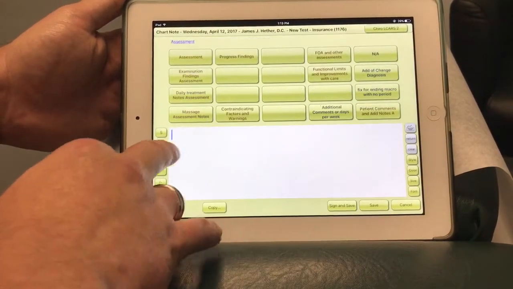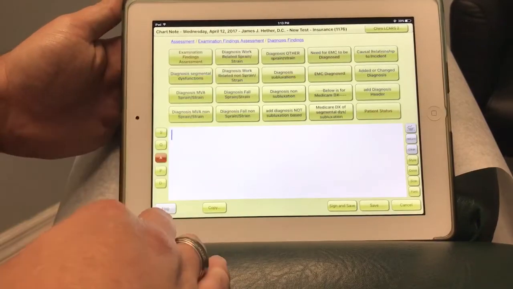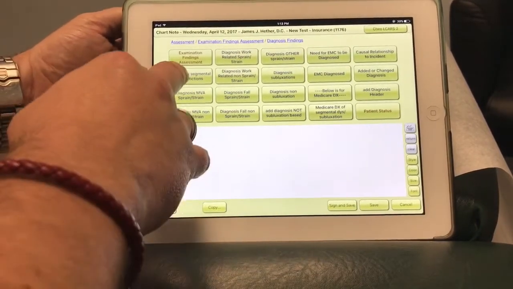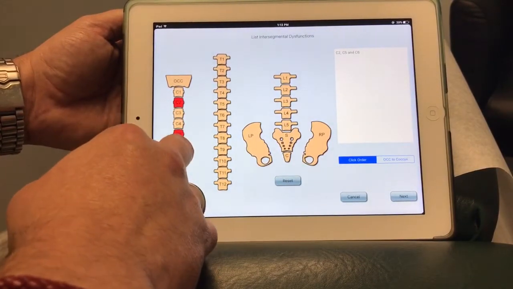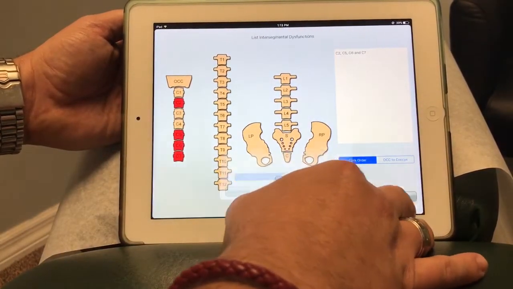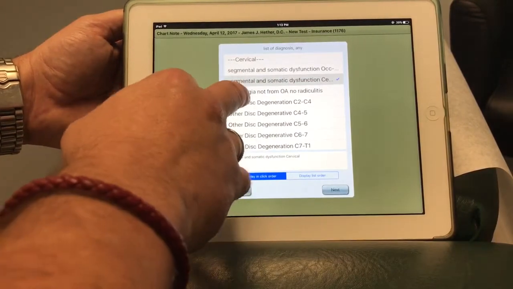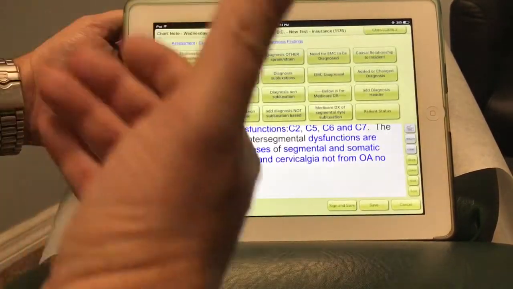From there we go over our assessment. In the assessment, we're going to introduce the diagnosis. The person is going to have a diagnosis of subluxation at C2, 5, 6, and 7. We're then going to say that this is causing segmental dysfunction and neck pain, and that's it.